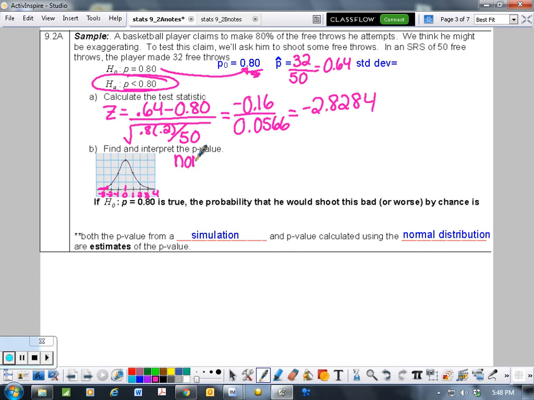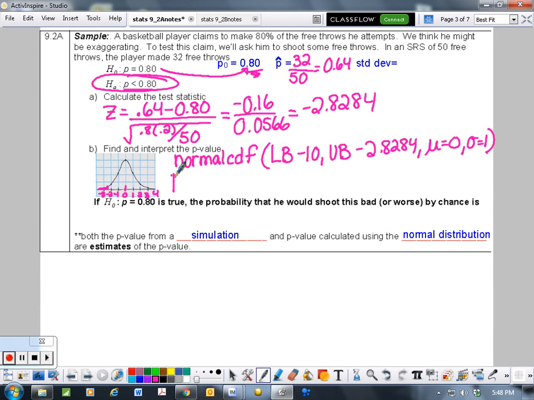Normal CDF. Our lowest value is really low, and we're going to play it safe here by saying our lower bound is negative 10. And here our upper bound should be our z-score, negative 2.8284. Our mean should be 0 because, again, it's a standard normal curve, and our standard deviation should be 1. And so we calculate that out, and we found the probability that our z is less than negative 2.8284.